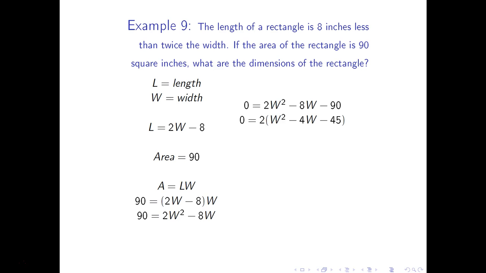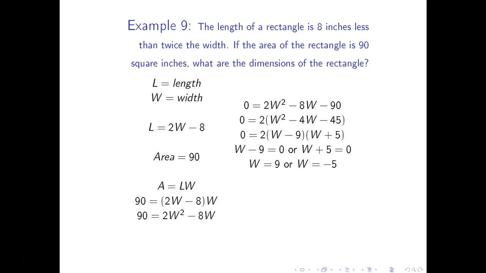Pull that out, and that's a much easier polynomial to factor. Specifically, I can factor into w minus 9 and w plus 5. If we solve each of those, we end up with two answers. w is equal to 9, or the width is equal to negative 5. Again, a negative width doesn't really make sense, so we're going to go with a positive width. But we're not done, because notice it asks for the length and the width.